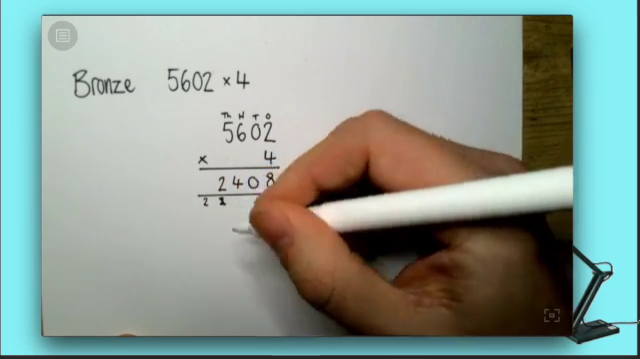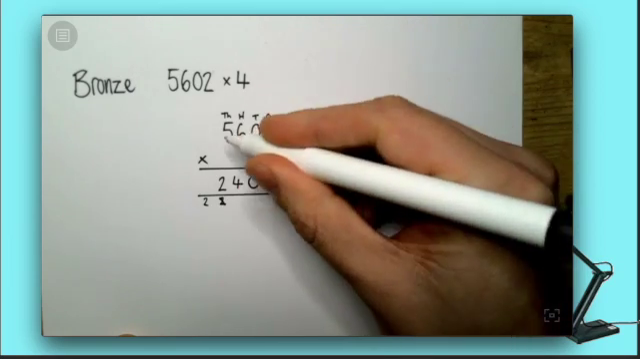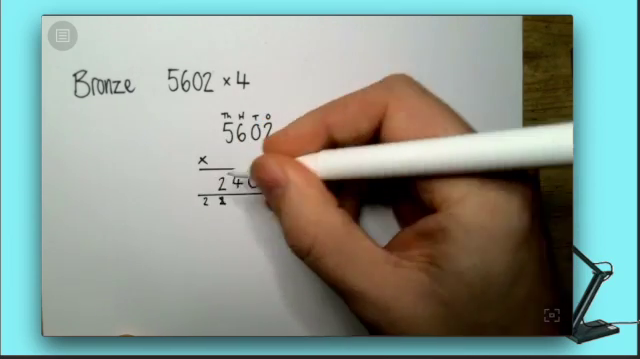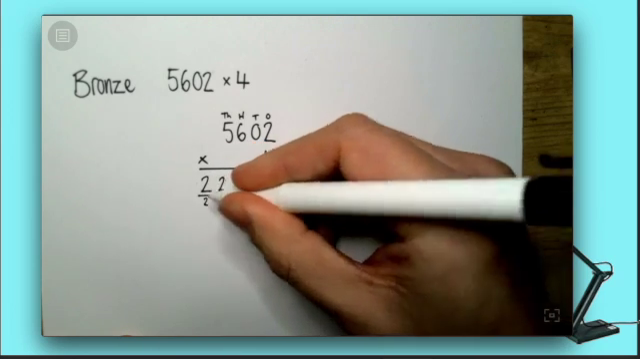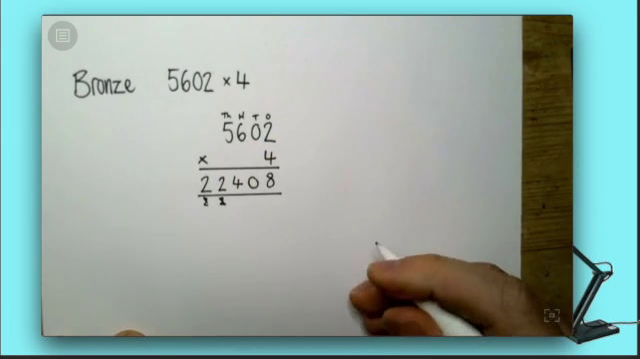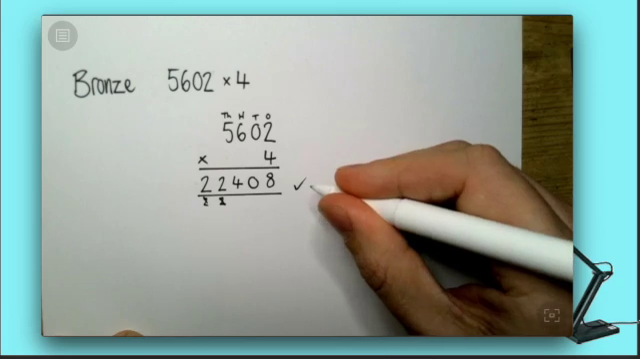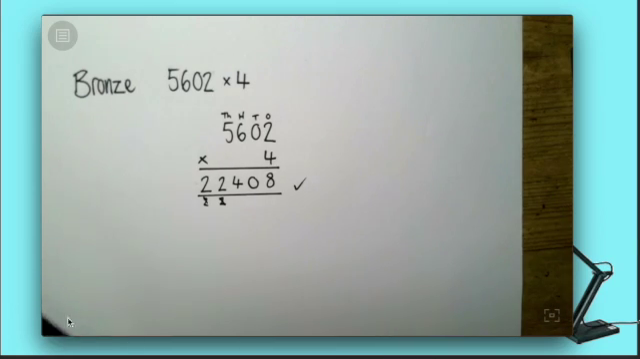So 2 add 20 is 22. Okay, cross that out. Now I've finished my number. There's nothing more to multiply. So that 2 ten thousands needs to come up here. Okay, and that's my answer. Done. Yay! So that's bronze today.